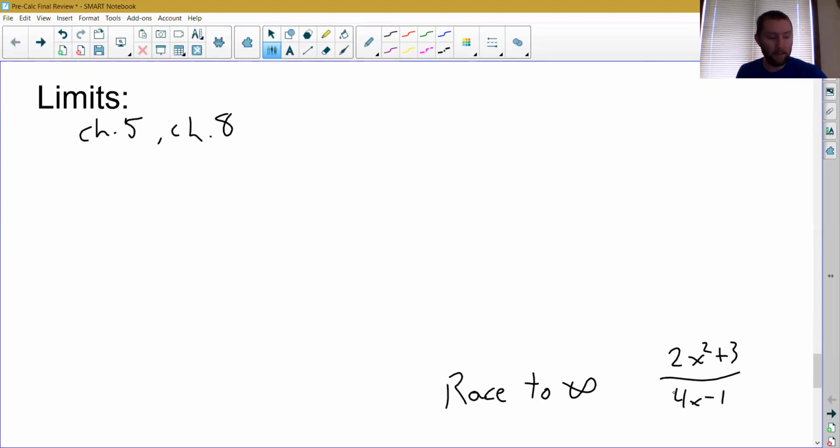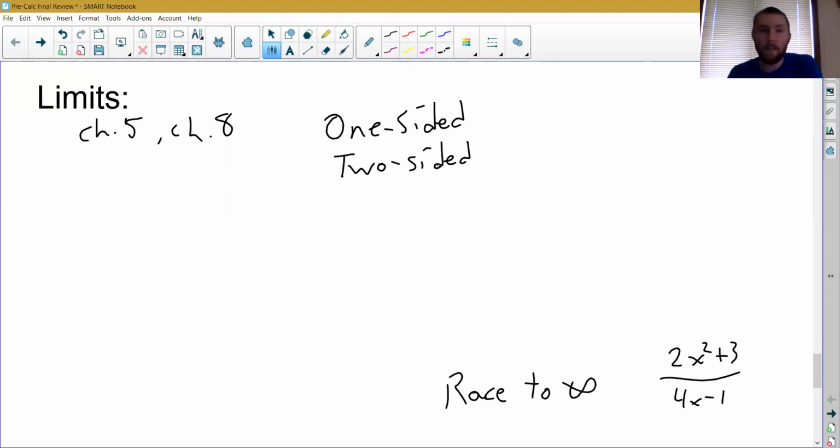In chapter 5, we dealt a lot more with limits of functions at specific x values, right? So we talked about one-sided limits. We talked about two-sided limits. And remember, two-sided limits are the ones that we decided may not exist, right? Two-sided limits do not exist if the two sides don't agree. We put the bugs on the functions and walk them towards each other.